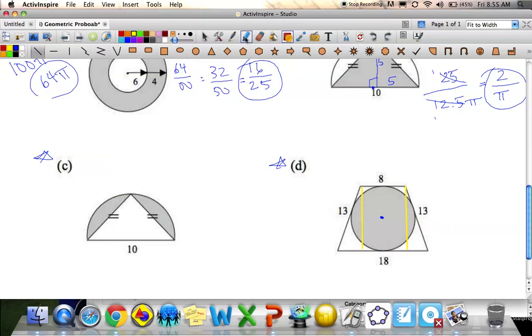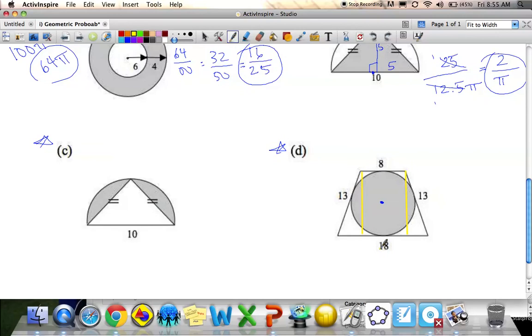I'll get us started here. This thing is 8 here, and you could find each of these pieces. So you could find this entire length here. And what is this entire length in relation to the circle? I would argue that the height of the trapezoid is also the diameter of this circle. So if you can find the height, you can find the radius, the diameter, and solve the problem. Okay? See you next class.